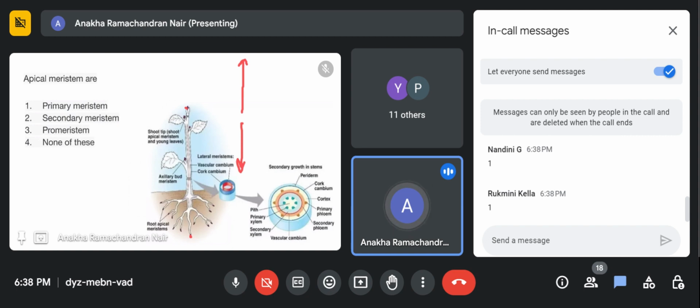Secondary meristems will be lateral meristems which help in the outward growth of the plant, that is the increase in thickness of the plant. And promeristem is what was there before the primary meristem. So promeristem is converted to the primary meristem from the embryo. Okay, and obviously none of the above is not the correct answer. Okay, so let's move on to the next question.